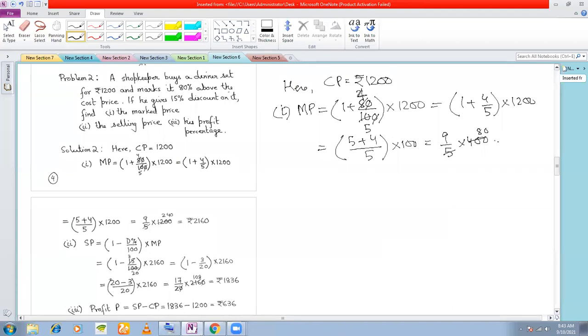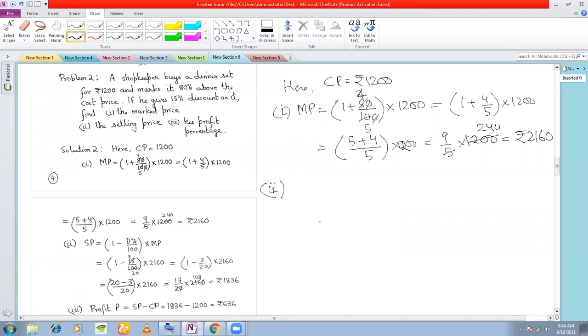It is 9 by 5. Okay, this is 400. This is 1200, this is not 100. So it will cancel 240 times. So you'll get rupees 2160. So this is his mark price. He just increased the cost price by 80% and gave it a label. So you have calculated the mark price.